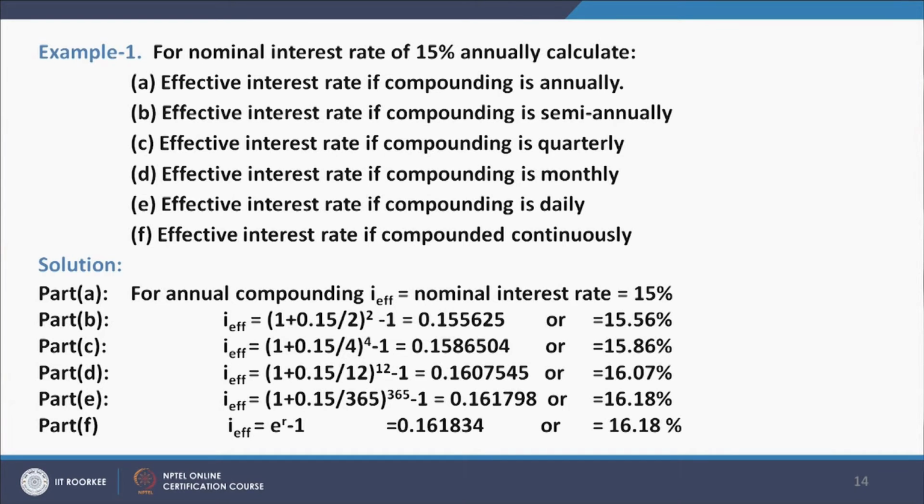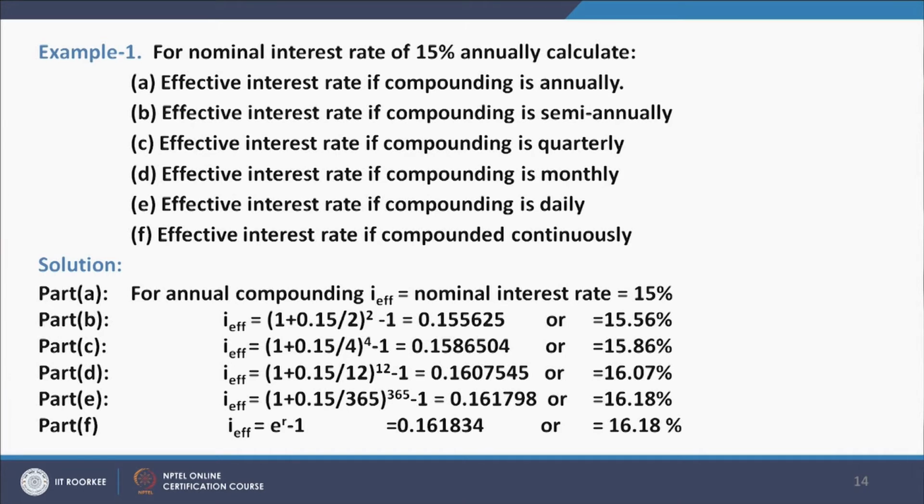Solution, part A: for annual compounding, i effective is equal to the nominal interest rate, and thus i effective in this case is 15%. Now, for part B, when it is compounding semi-annually, i effective is equal to (1 plus 0.15 by 2) to the power 2 minus 1. It comes out to be 0.155625 or 15.56%. Now, see here that i effective is more than the nominal interest rate of 15%.